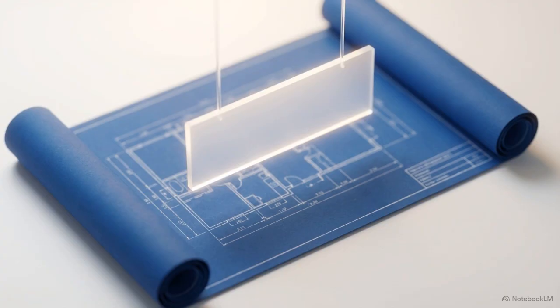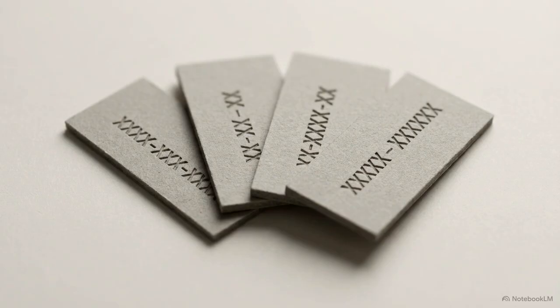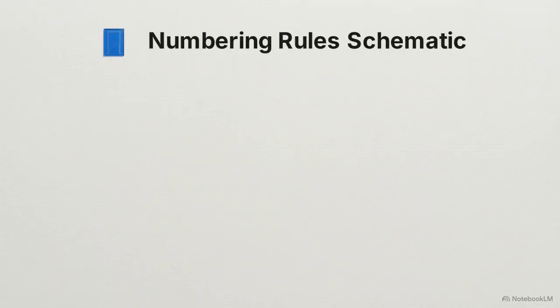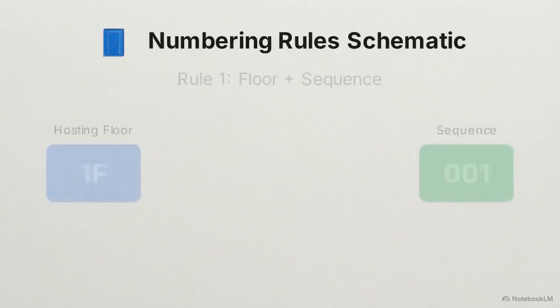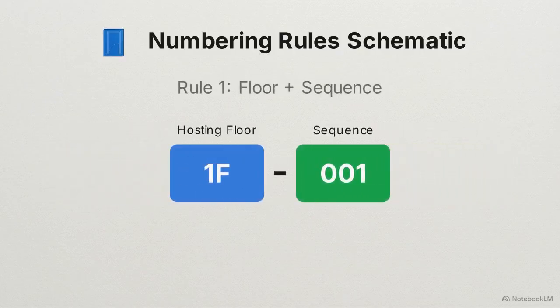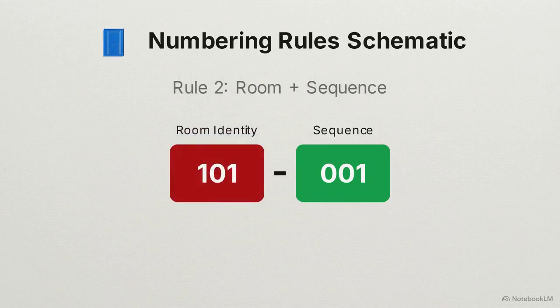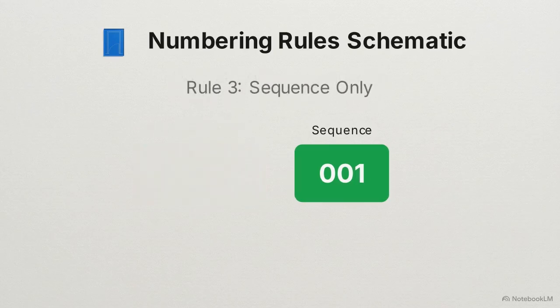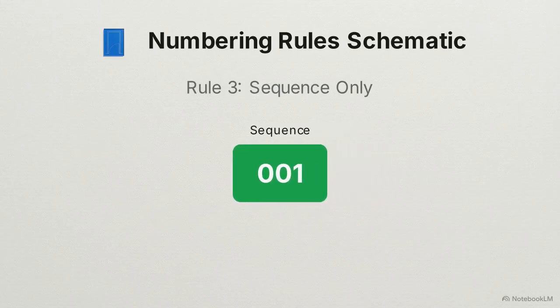Next, we establish our numbering framework. You have multiple formatting options to ensure your data outputs match local drafting standards. This schematic demonstrates the rule options. Rule 1 detects the hosting floor, appending a counter, 1F-001. Rule 2 anchors to a specific room identity, 101-001. Rule 3 is a pure numerical sequence, 001.